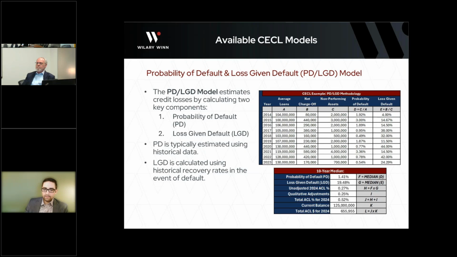So the bottom line is this model does give you a structured and transparent way to estimate credit losses with more precision than a broad-based loss estimate, but it does require stronger data and stronger governance to be able to use it right.